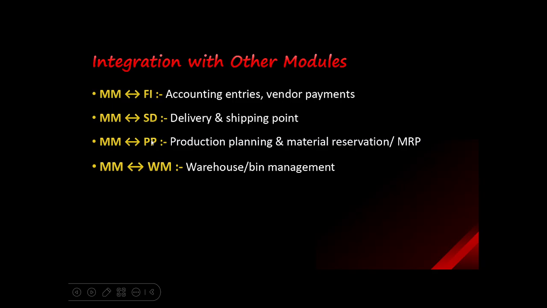MM and PP integration. Production requires raw material, which is reserved and issued from material management. So if the manufacturing unit is producing something, then they require production planning and material reservation, which is also known as MRP. That is taken care of by MM-PP integration, and MM-WM integration is warehouse or bin management. That is an entirely different topic which we will not be covering, but we will be seeing MM-FI, MM-SD, and MM-PP integration in detail in the coming videos.